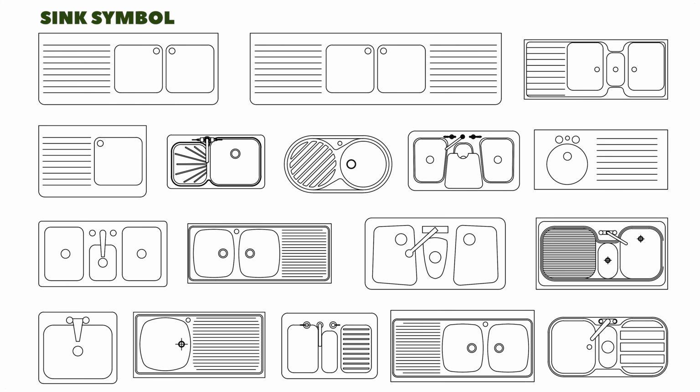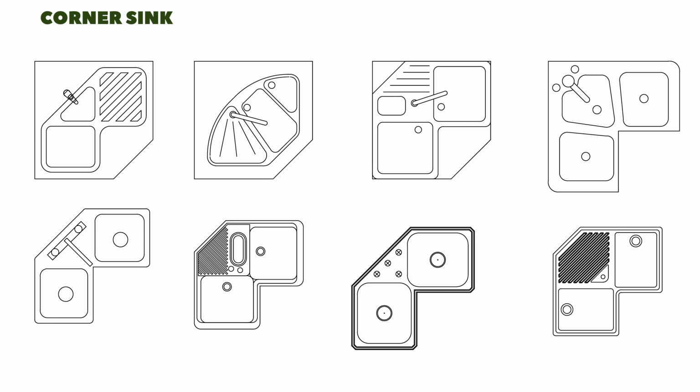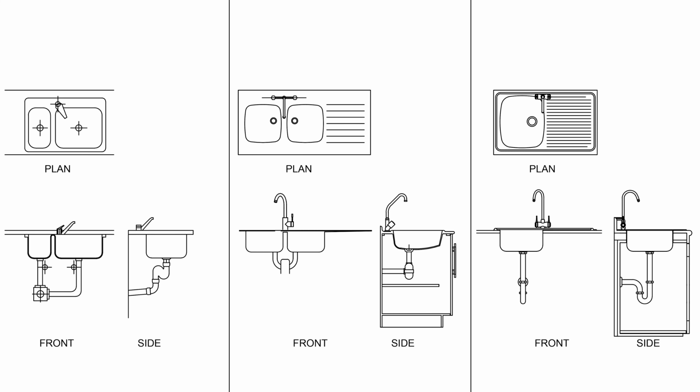Sink symbol. Usually a rectangle with a line through the center. Some prefer a double sink, while others opt for a single larger basin. Corner sink symbols can be represented with a triangle or L shape indicating their unique placement in kitchen layouts. The placement of the sink is a critical consideration in kitchen layout design as it significantly impacts functionality, workflow, and overall efficiency.